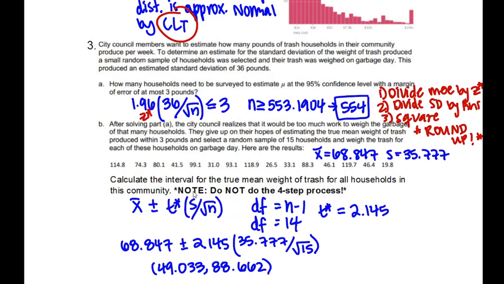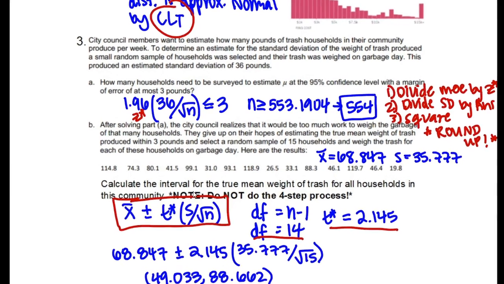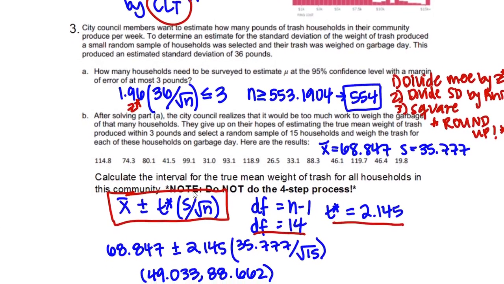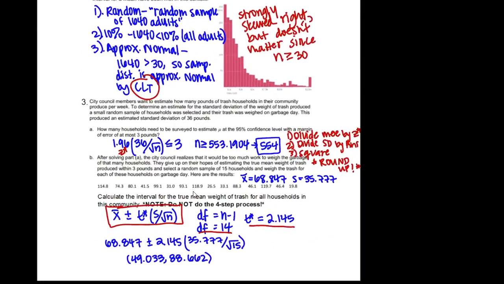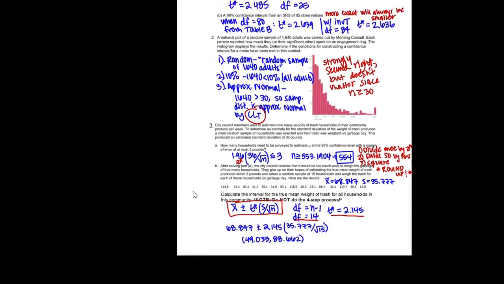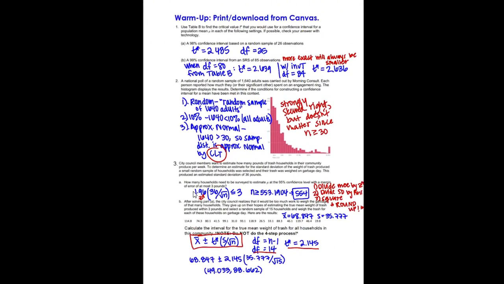I always like to write the formula first because that helps me plug it in. And then you will need to identify the DF and the T-star so that you can plug them into the formula, get the right answer. All right, hopefully that made some sense to you guys. This one was kind of long, but all important stuff. And so let me know if you have any questions.